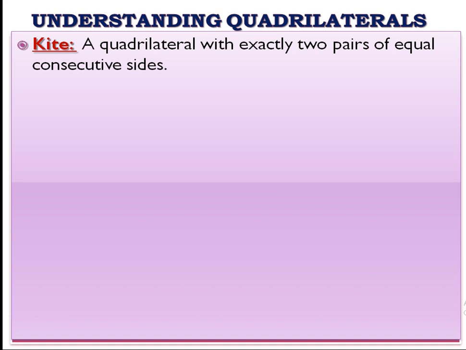Now, kite. A quadrilateral with exactly two pairs of equal consecutive sides. Here see the figure. ABCD is a kite. Okay student.